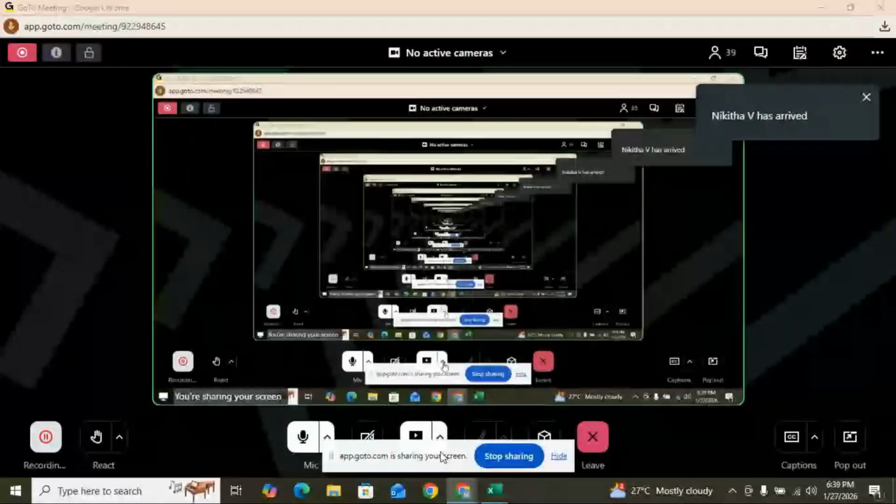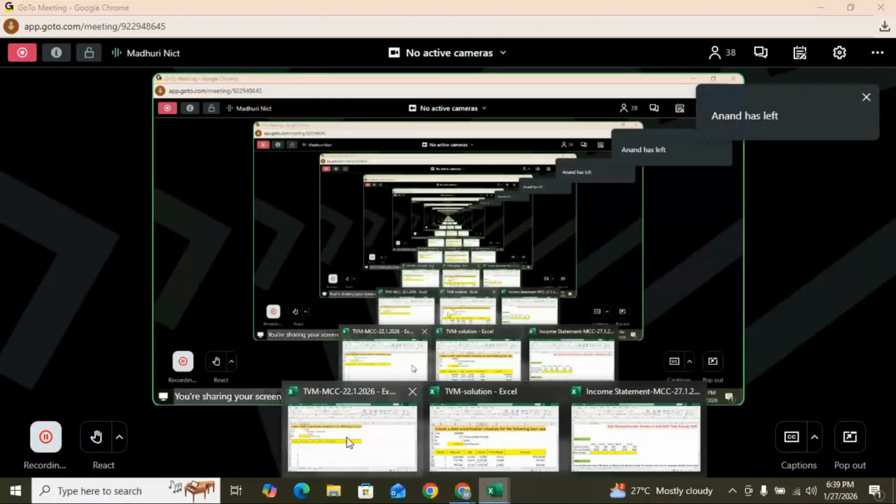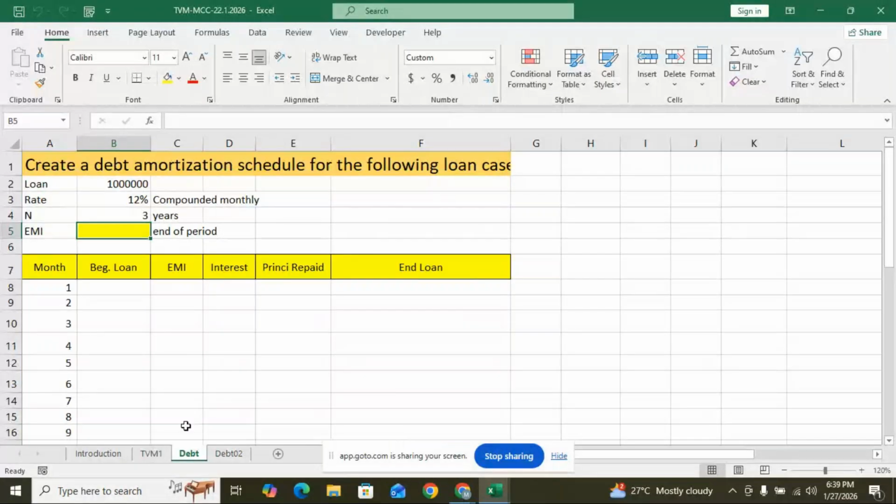So I'll just share the screen with all of you. Yes, I've shared the screen. Hope the screen is visible to all of you. Yes, you're able to view the screen. Time value of money.